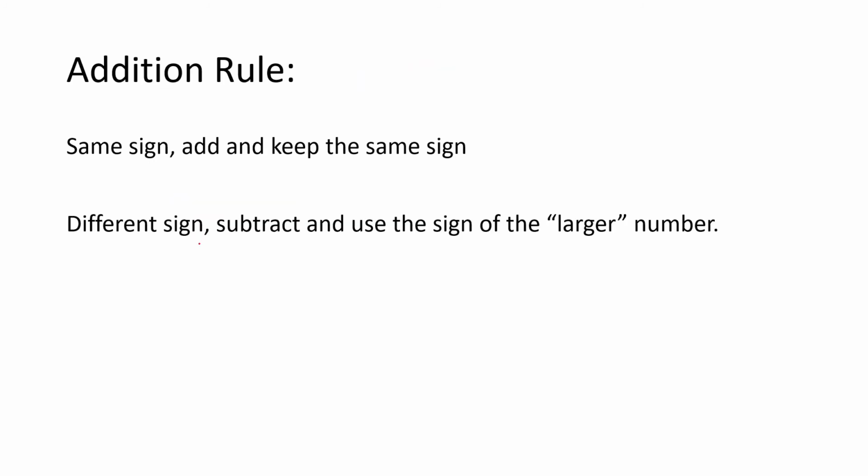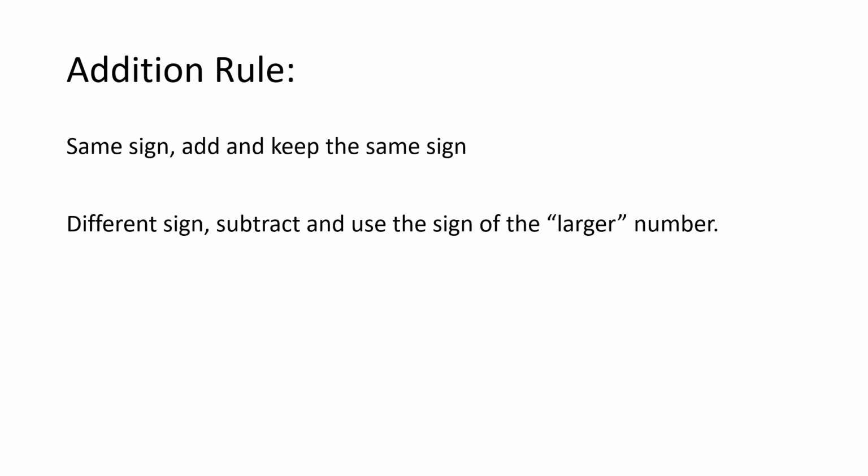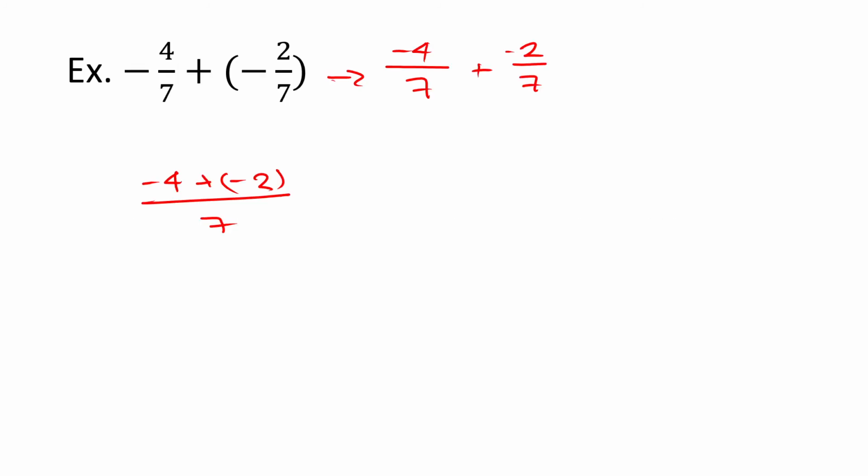In this case, what are we going to do? Same sign or different sign? They're both negative, so we're going to use the same sign rule. Same sign, so we're going to add them, and then we're going to keep the same sign. So we're going to add 4 and 2, so we get 6, and then we keep the same sign they share, so your answer is going to be negative 6 all over 7, and that's it. Your final answer is negative 6 all over 7.